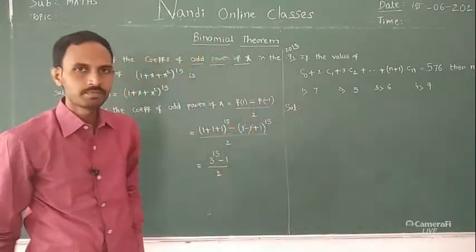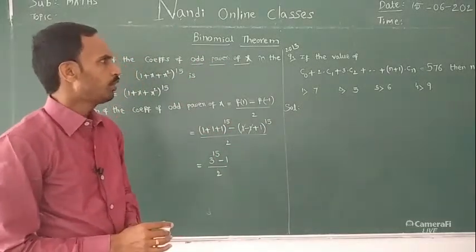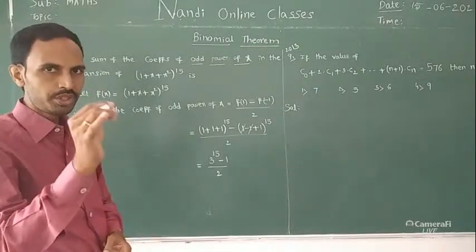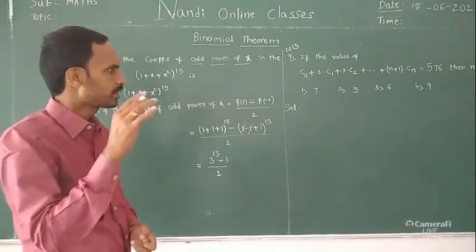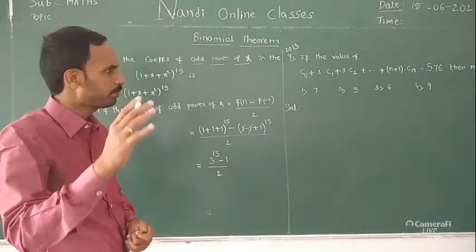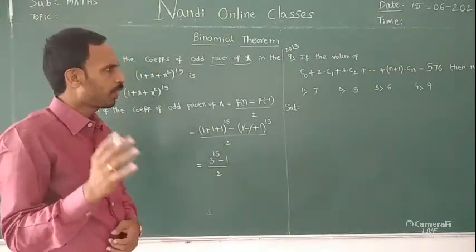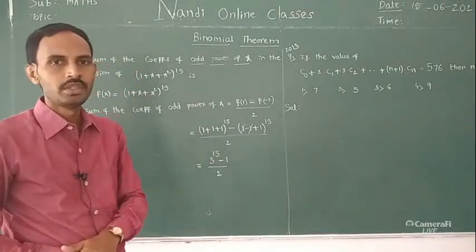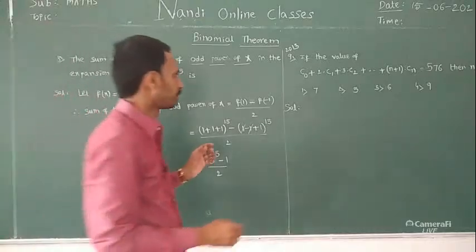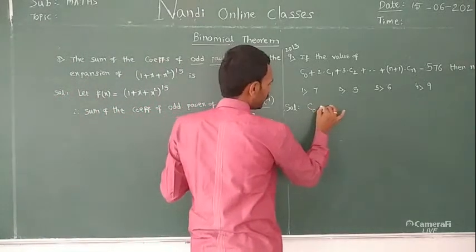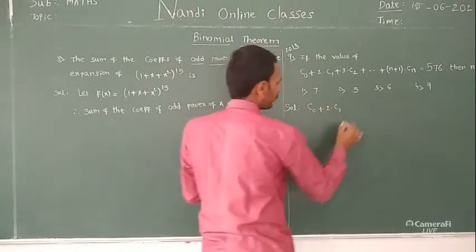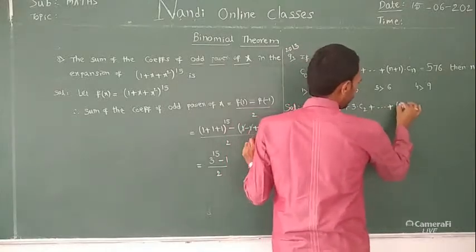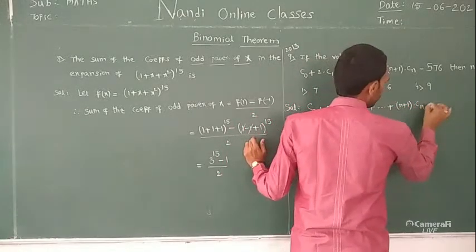Okay, understand the question. If the value of C0 means nC0 plus 2 into C1 means nC1 plus 3 into nC2 and so on, n plus 1 into Cn is equal to 576. What is the value of n? I want to find n. Okay, write the given condition. C0 plus 2 into C1 plus 3 into C2 and so on plus n plus 1 into Cn is equal to 576.